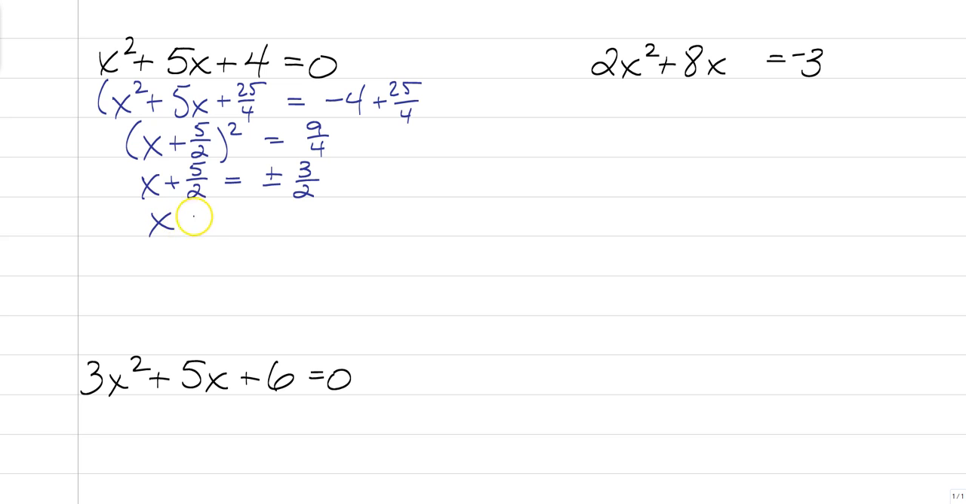Subtract 5 halves from both sides, and you have x is equal to a negative 5 halves plus or minus 3 halves. So, negative 5 plus 3 would be a negative 2 halves. So one of our answers is x equals negative 1. And negative 5 minus 3 would be a negative 8 halves. So the other one would be negative 4.